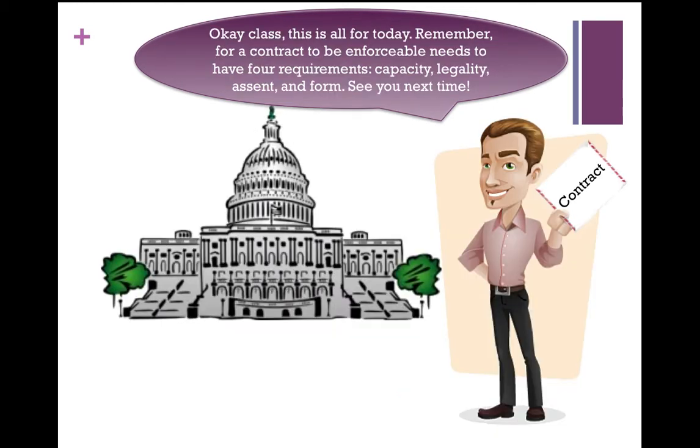Okay class, this is all for today. Remember, for a contract to be enforceable it needs to have 4 requirements: capacity, legality, assent, and form.